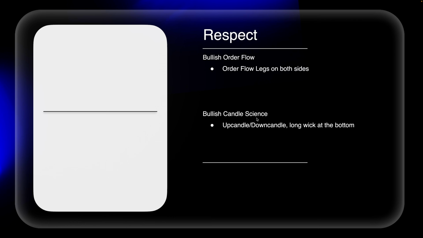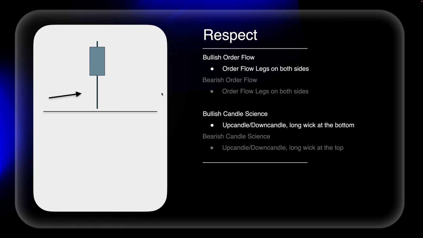An up candle, a down candle does not really matter. It's not very significant as long as there's a long wick at the bottom, which looks something like the following right there. So what happens in that singular candle is order flow lags going lower first to then going higher. That creates the long wick at the bottom.